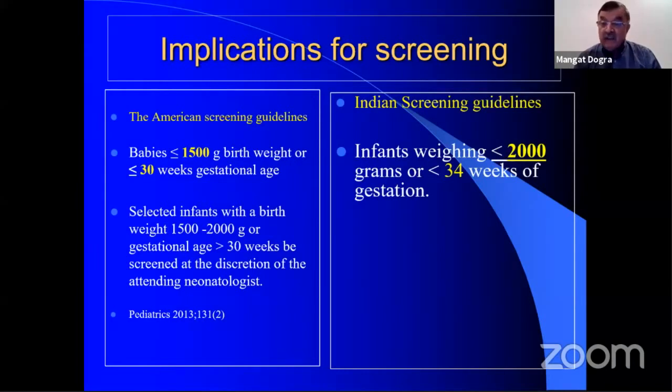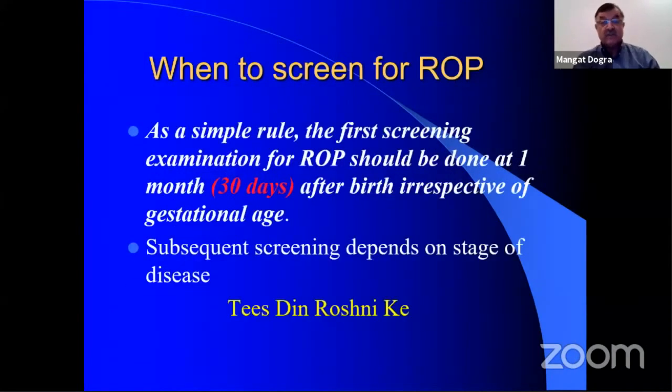Now, with great difficulty, we could get it to 2 kg birth weight, all need screening, or 34 weeks of period of gestation. Otherwise, you can see the Western American guidelines here, 1500 grams, we would have missed so many babies. They would have gone blind. And we were not wrong. These were the guidelines in China, in Brazil, and so many other countries.